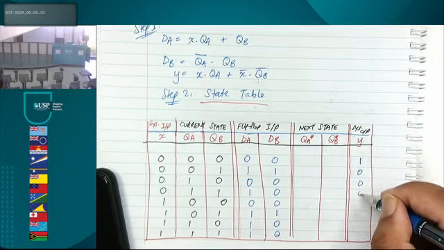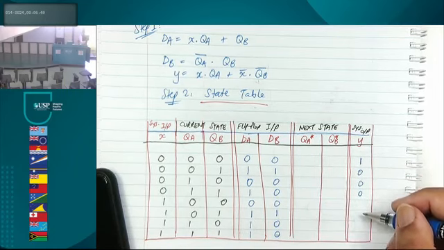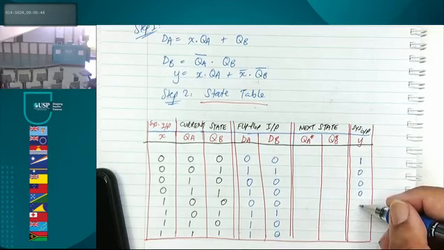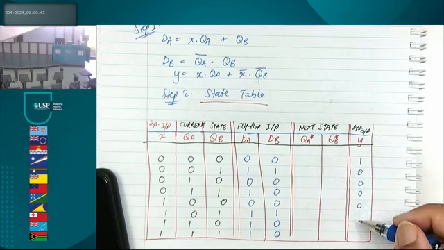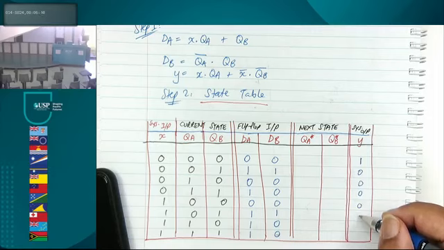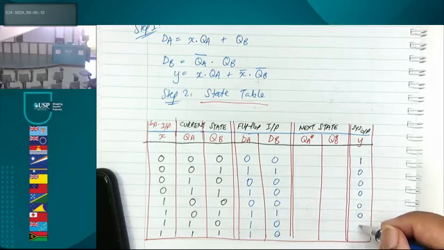Yeah? 1, double 0? 1, 0, 1? 0, 1, 1, 0. 1. 1, 1.